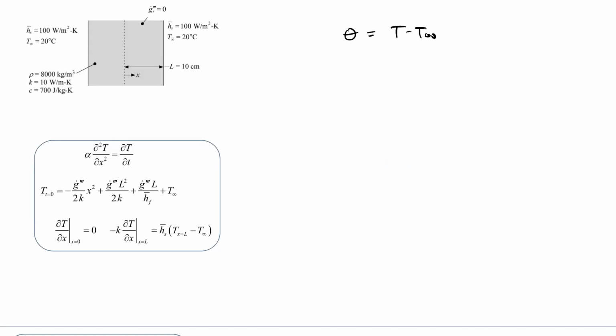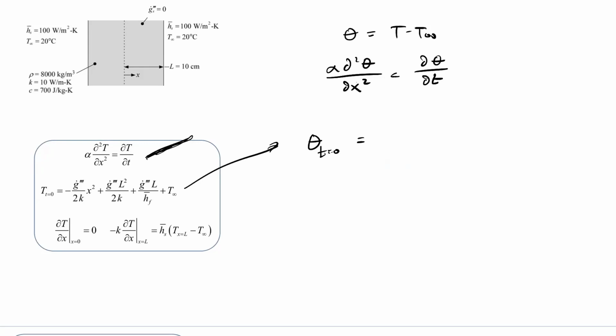So let's do that. First substituting in this equation here, we end up with alpha times the second derivative with respect to x of theta is equal to the first derivative with respect to time. Then this equation here becomes theta at t equals 0. We said T minus T infinity is theta. So now on the right-hand side, T infinity goes away.